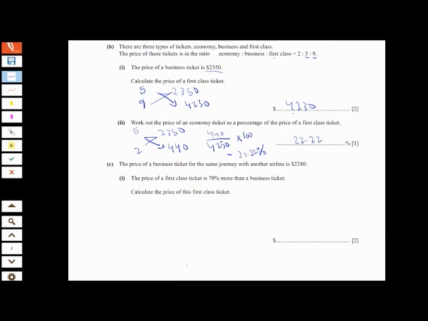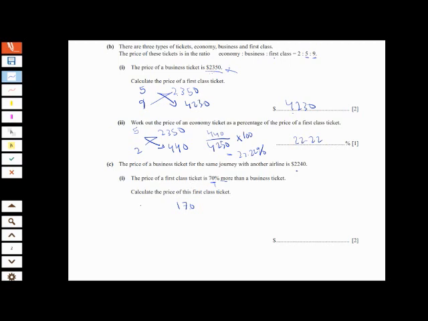So now, question C, the price of a business ticket for the same journey with another airline is 2,240. So now, just forget about the business ticket which equals 2,350. Now it's a new number, new airline, so focus on this. Cross this one out. The price of a first class ticket is 70% more than a business ticket. Because it's 70% more, you add to 100, so 170%. 170% is the first class ticket.